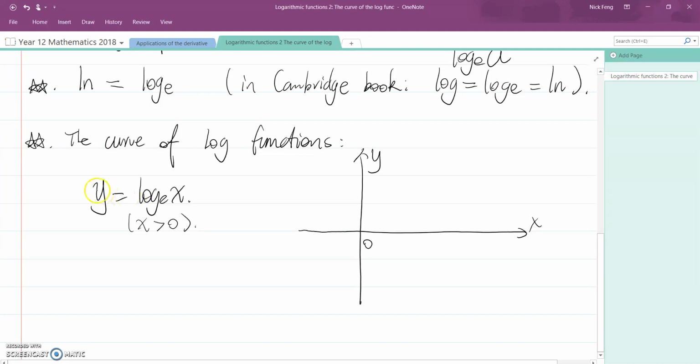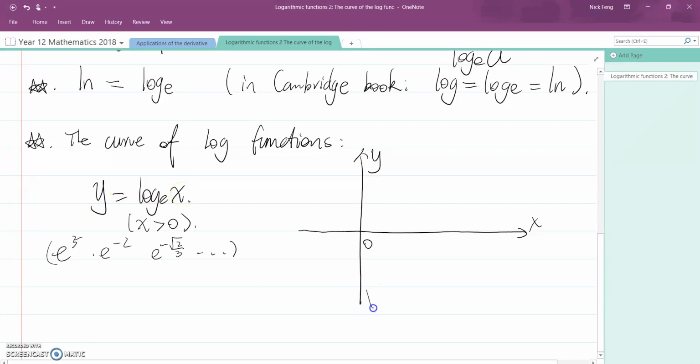Because no matter what power you use, you won't get a negative number if the base is e. e to the power of 5, e to the power of negative 2, e to the power of even negative root 2 over 3, and so on. You can't get any number that is negative. Therefore, the input you put in here has to be positive. Otherwise, you can't get e to the power of y equals x.